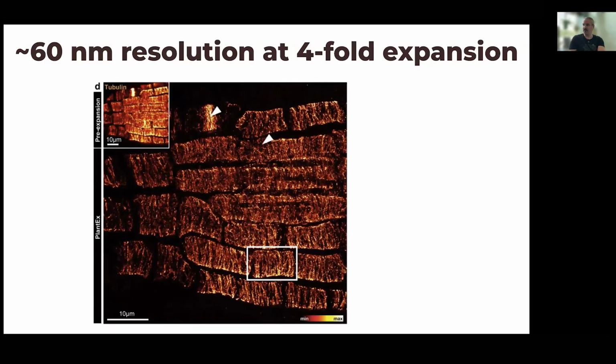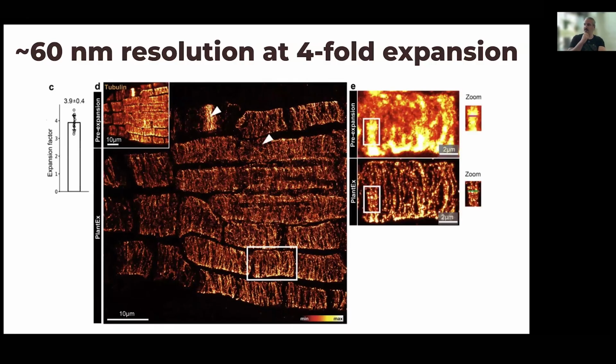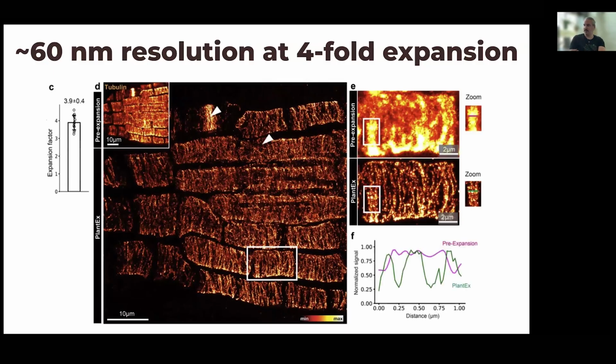Again, the picture that I showed you before. And now we determined our expansion factor on average is 3.9-fold. There's always a little bit of variability. And then we zoom into this one cell that I'm magnifying here. If you look at this line scan before expansion and after expansion, suddenly instead of one big strand of microtubules, we can determine these are actually three separate microtubules. So this is great. We are now able to see much more detail.